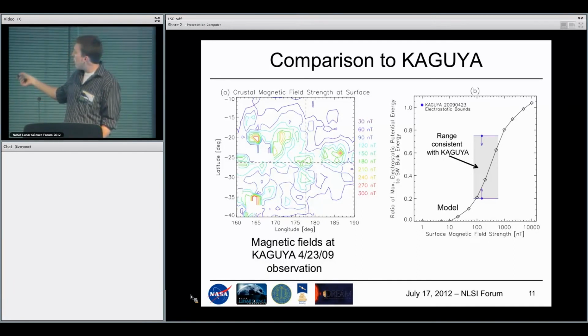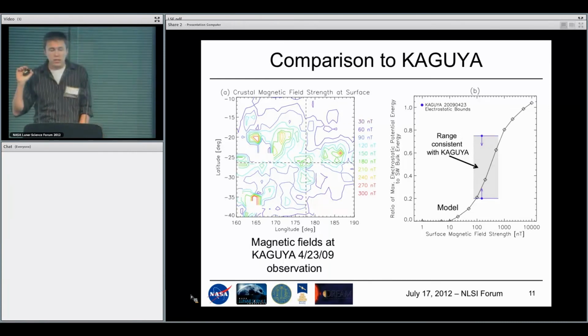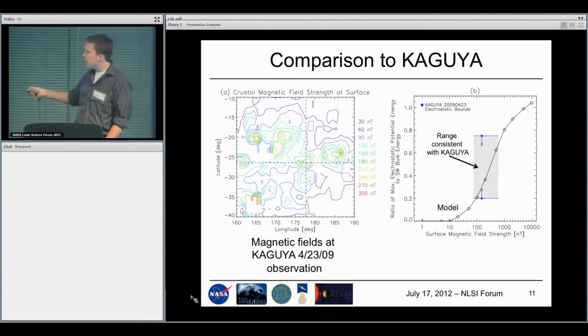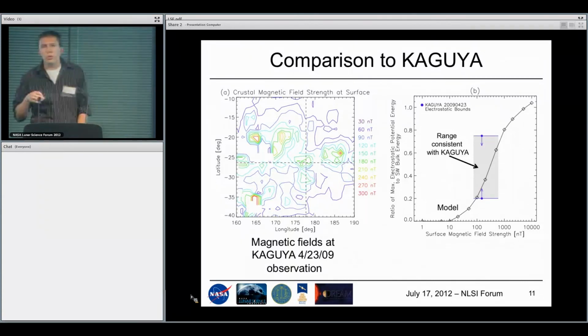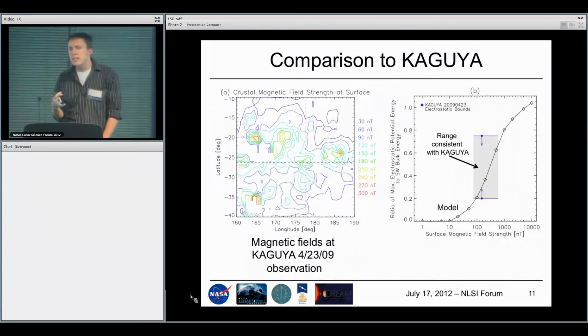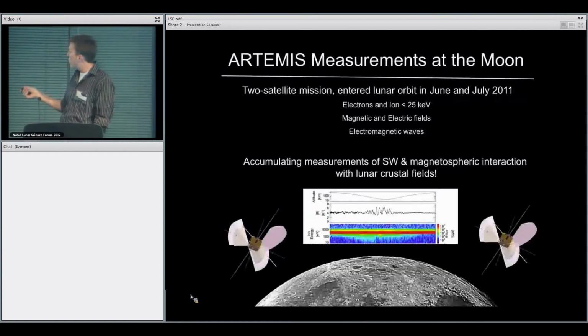But even on a qualitative basis, the range of this model that's consistent with Kaguya is shown here in gray, and our model slices right through that. We would predict a little bit lower, but nevertheless it's within this region of validity. So the spacecraft measurements are somewhat consistent with the model, in that they predict right about the strength you would expect for this electrostatic potential within these anomalies.